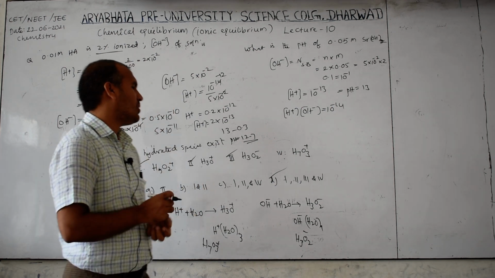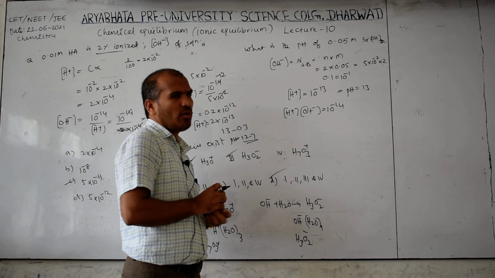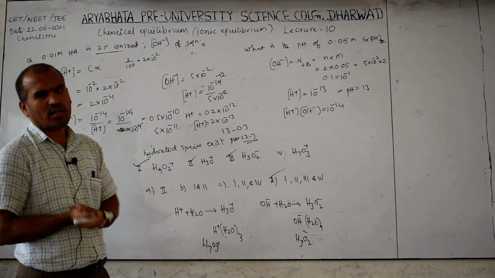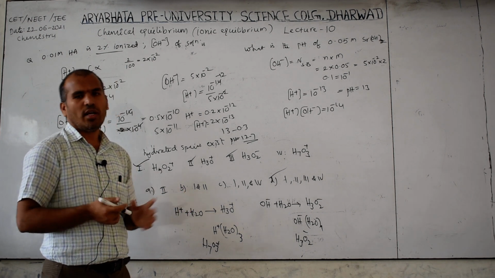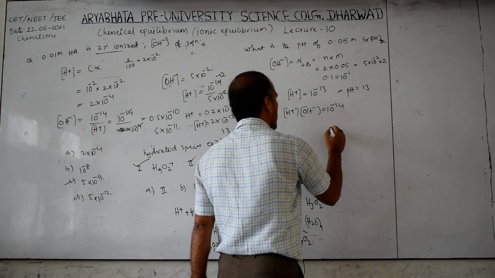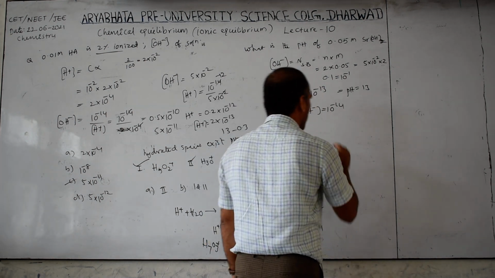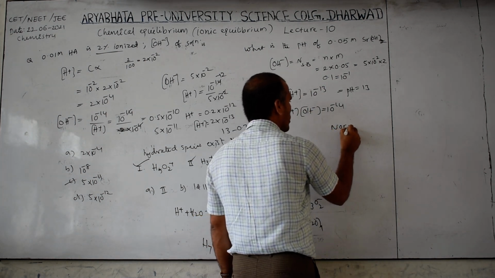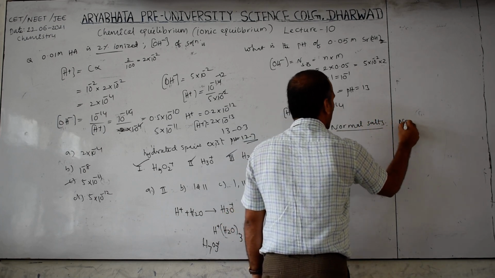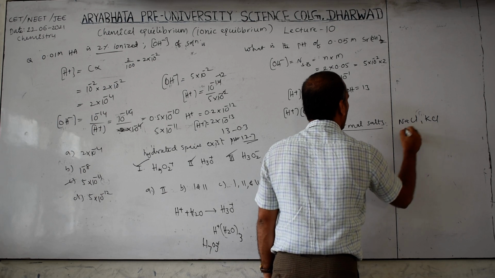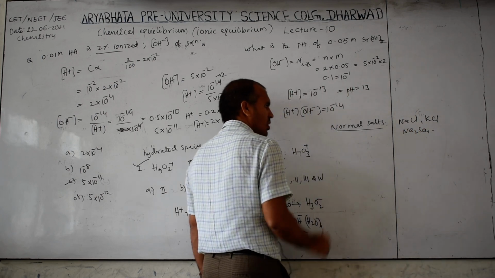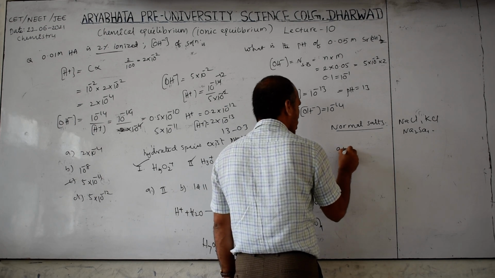And the next one is salt hydrolysis. In salt hydrolysis you know there are normal salts, acidic salts and addition salts. Normal salt means what? Strong acid and strong base combined to form it. So these are normal salts. Some examples are NaCl, KCl, Na2SO4, like this. These are normal salts. Then another one is acidic salt.